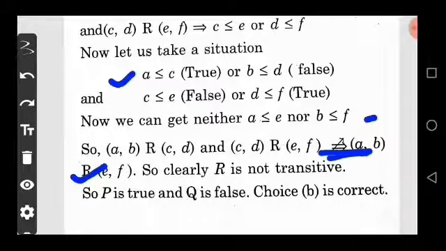So clearly it is not transitive. So option P is true and Q is false. Option B is correct. Now move on to the next question.